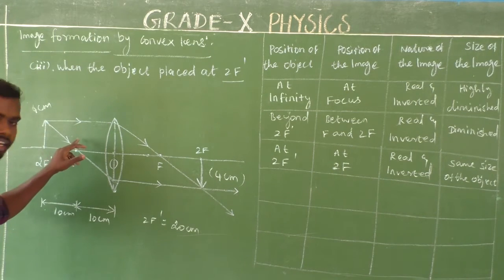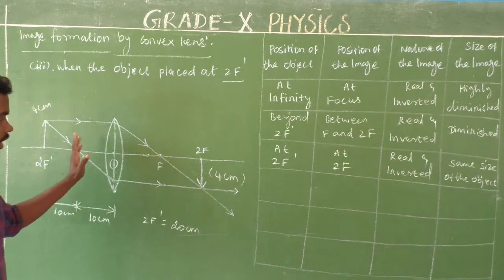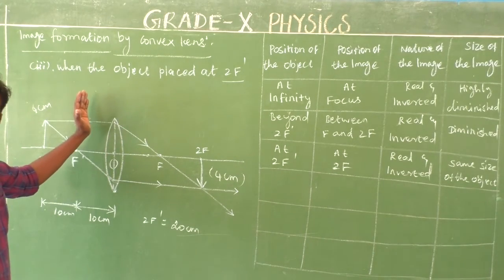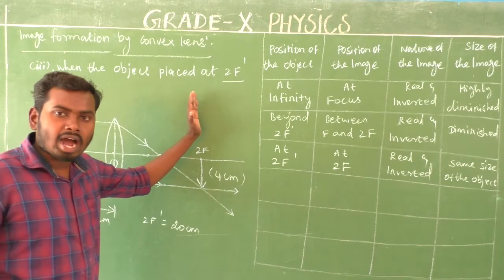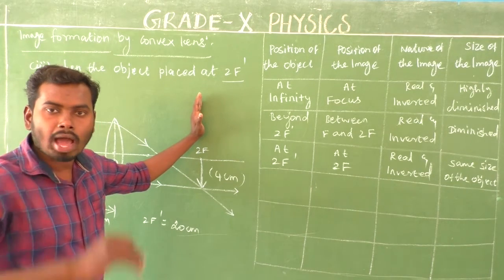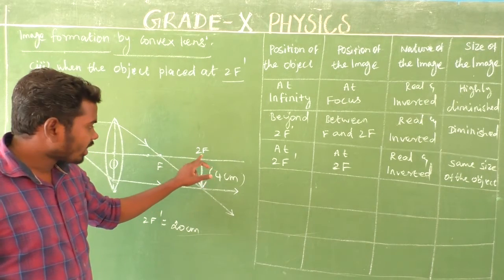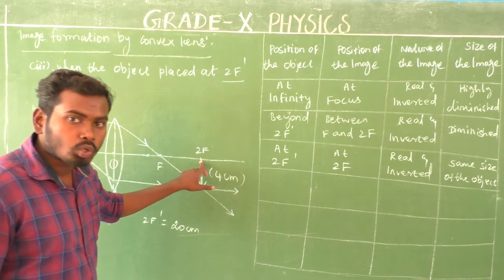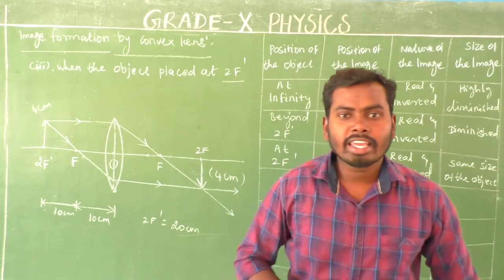Suppose I am going to ask one question. Here, look at here. Here the object is placed in left side of the convex lens. This is left side and that is right side. Suppose if the object is placed at right side of the convex lens, what will happen? Now consider here the object is placed right side of the convex lens at 2f.